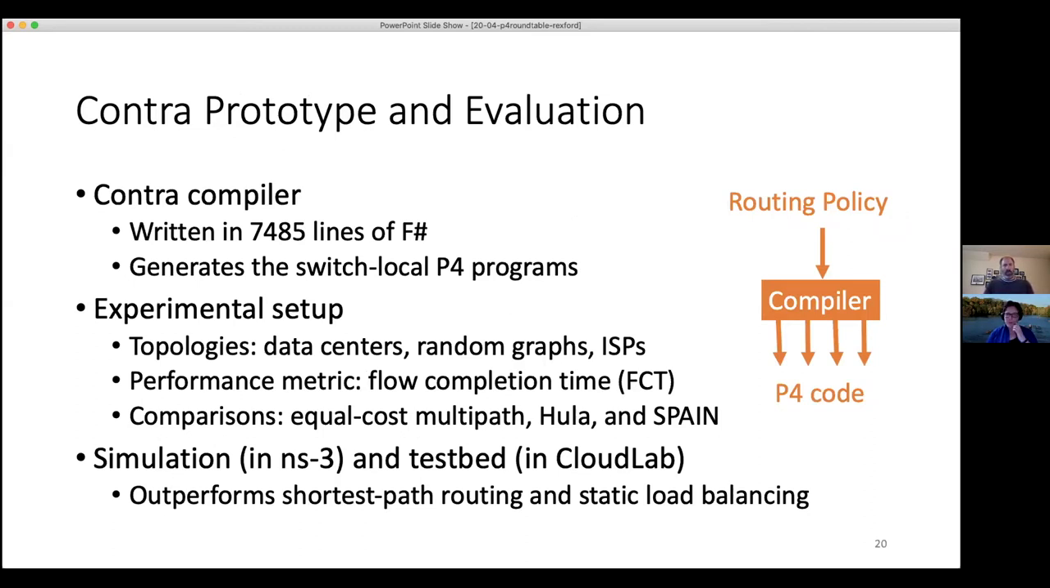And we've done a bunch of experiments with Contra running on lots of different kinds of topologies, seeing what effect it has on flow completion time, and comparing to existing static load balancing schemes, as well as hand-built load balancing schemes like Hula, which is also a P4 load balancing scheme that a group of us developed with Barefoot, that essentially Contra could be seen as a generalization of. And we've done this on a simulator that can run P4 code in NS3, and also in the CloudLab testbed. And essentially the high-level punchline of the experiments is that the schemes outperform shortest path routing and static load balancing and are competitive with handcrafted schemes like Hula that are written by hand.